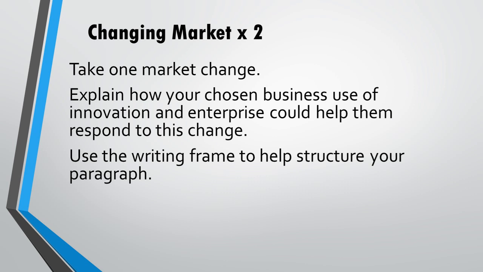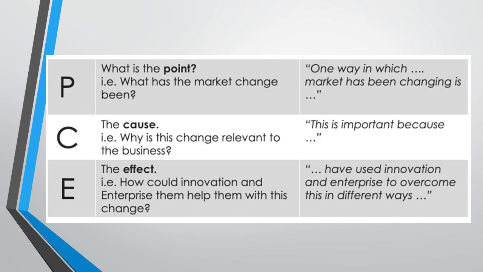Brexit, improvements in technology, fashion, increased use of social media, increased use of technology, demand for convenience. So it must be something that would affect every single business. If you're doing Apple or Coke, it'd be things that affect Samsung or Pepsi as well. So think back to the last assignment and think it has to be something that's changing. You can't say technology, but you could say increased use of technology or improvements in technology for that market change. And then you've got the writing frame here.